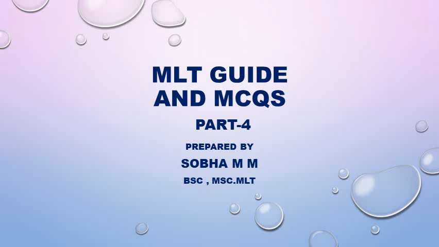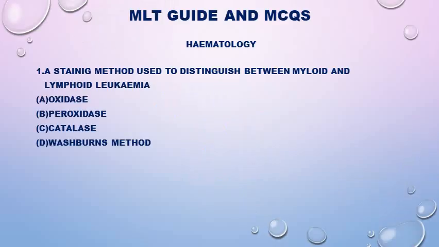Today I will give you some MCQs in hematology and biochemistry. Number 1. A staining method used to distinguish between myeloid and lymphoid leukemia. Options A. Oxidase, B. Peroxidase, C. Catalase, D. Washburn's method. And the answer is B. Peroxidase.